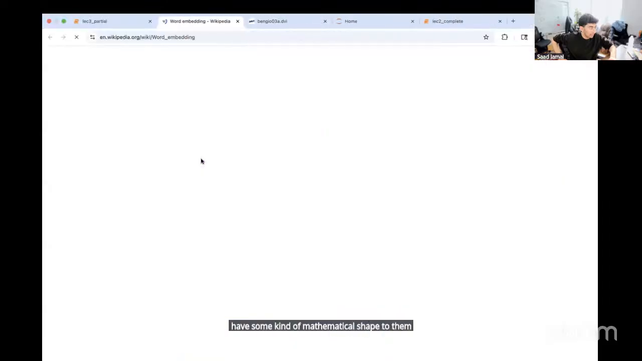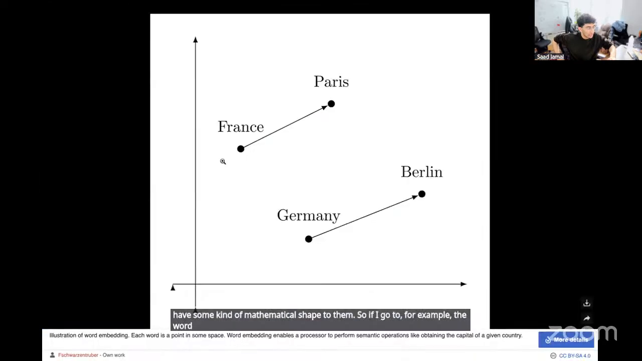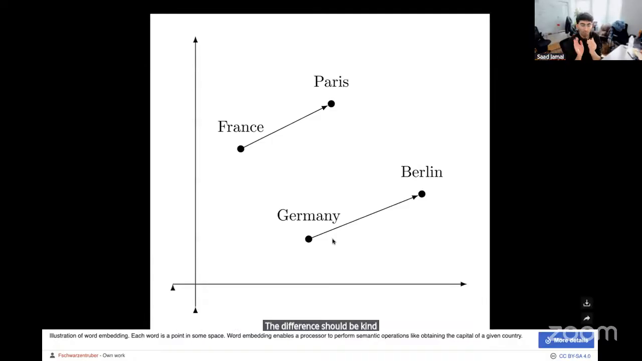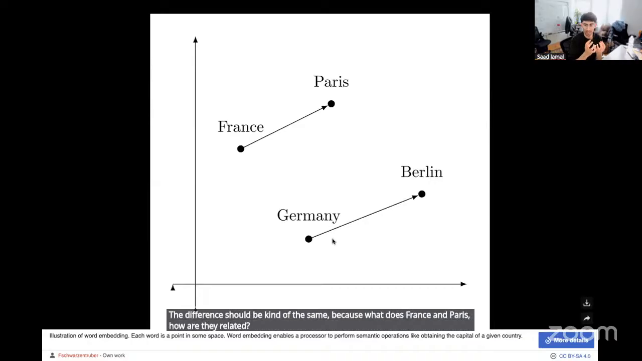So, if I go to, for example, the word embedding page on Wikipedia, there's this really funny graph that says, okay, let's say the vector for France and the vector for Paris. Let's take the difference between those two. The vector for Germany and the vector for Berlin, the difference should be kind of the same. Because how are France and Paris related? Well, Paris is the capital of France. And what is Berlin to Germany? Berlin is the capital of Germany. So the difference of these two vectors should be the same, which encodes the semantic meaning that these are capitals.